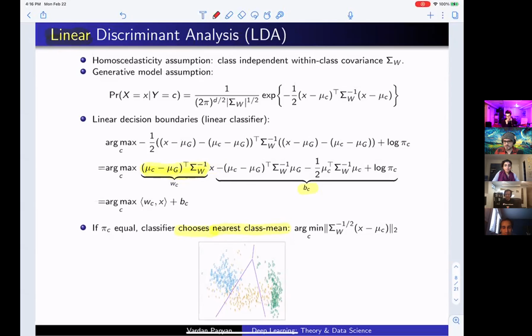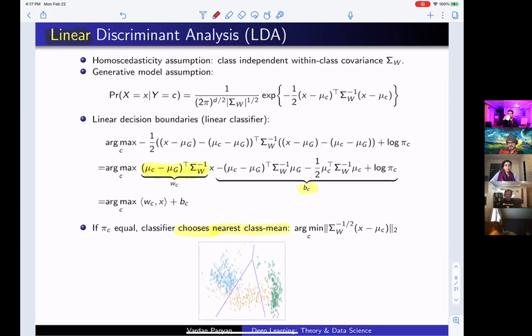LDA is working on the same problem, but the linearity comes from the homoscedastic assumption. That is exactly correct. Yes, yes, yes. It is the same problem, and the problem is classification. And it's basically LDA is a special case of quadratic discriminant analysis, where you're willing to make this homoscedasticity assumption, which says that the class covariances are all equal to each other, right?